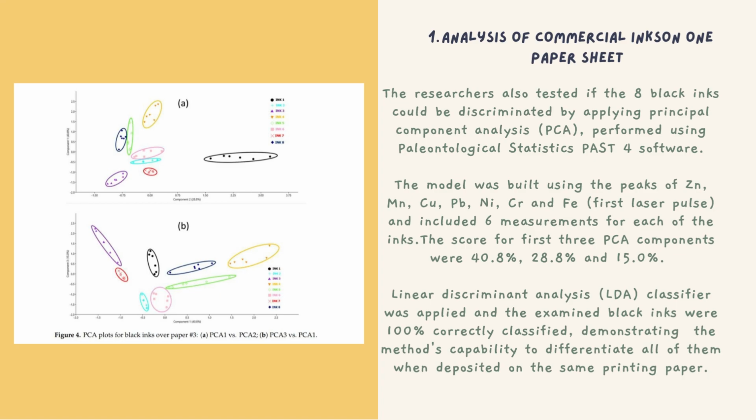The score for the first 3 PCA components were 40.8%, 28.8%, and 15%. Linear discriminant analysis, or LDA classifier, was applied, and the examined black inks were 100% correctly classified, demonstrating the method's capability to differentiate all of the inks when deposited on the same printing paper.